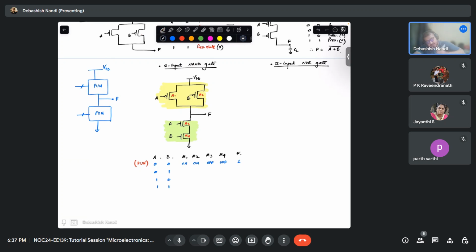Similarly, in this case, what is happening? 0 1 means M1 will be on and your M2 will be off. Similarly, your M3 will be off and M4 will be on. Fine. So this is on, this is off, this is off, this is on. So what do you think? Is your PDN on or off?